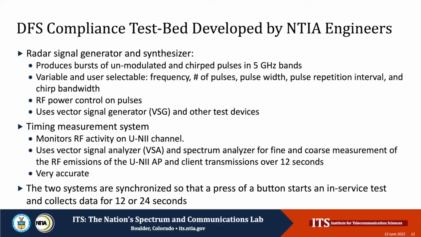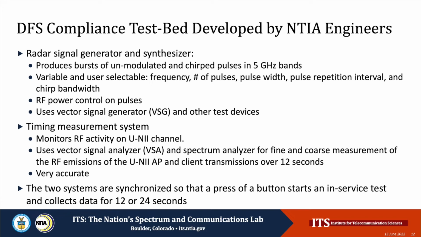To do all of this, NTIA engineers in ITS in Boulder had to come up with a compliance test bed. This included a radar signal generator and synthesizer that would produce bursts of unmodulated and chirped radar pulses in the subject 5 gigahertz bands. It had to have a variable and user-selectable set of options for radar pulse frequency, number of pulses to fire in a burst, pulse width, pulse repetition interval, chirp, which is linear FM bandwidth, and RF power control for the pulses. A vector signal generator that was programmed by ITS was used to generate these pulses.